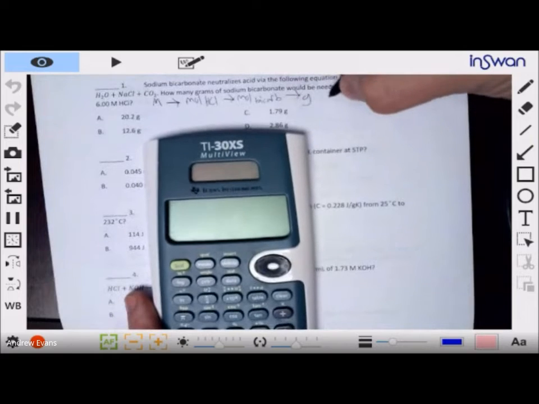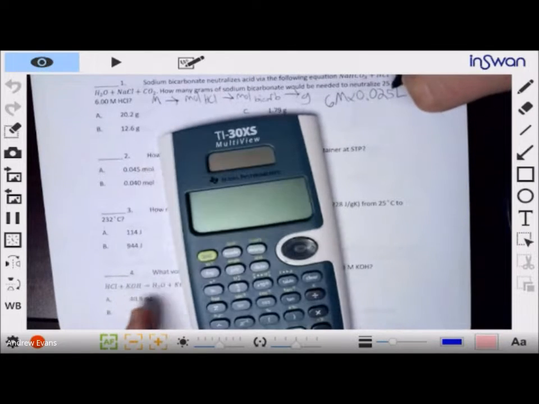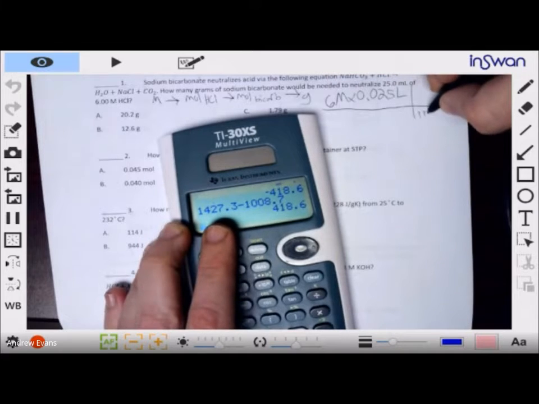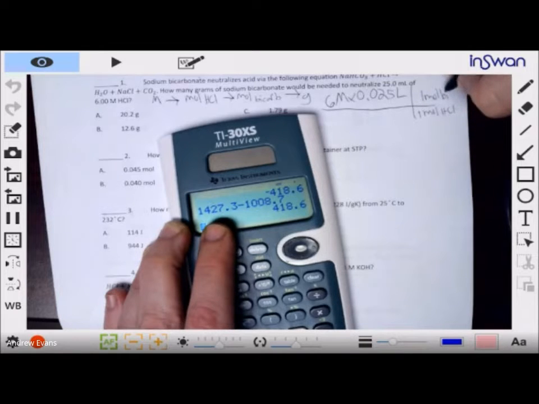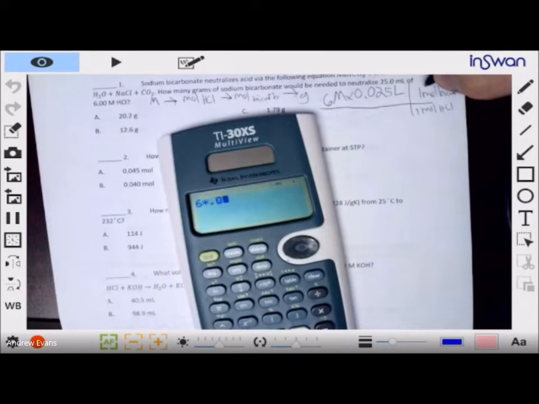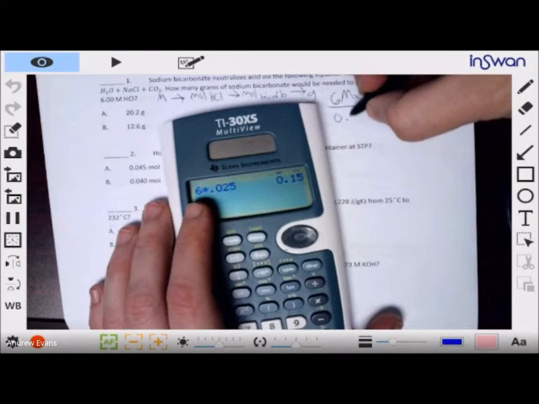So 6 molar times 0.025 liters would give us the moles, and there will be 1 mole acid per 1 mole bicarbonate. So 6 times 0.025 is we have 0.15 moles.